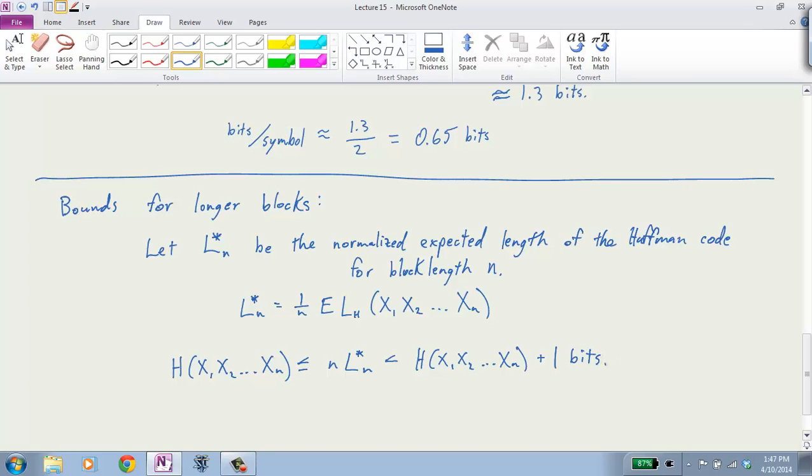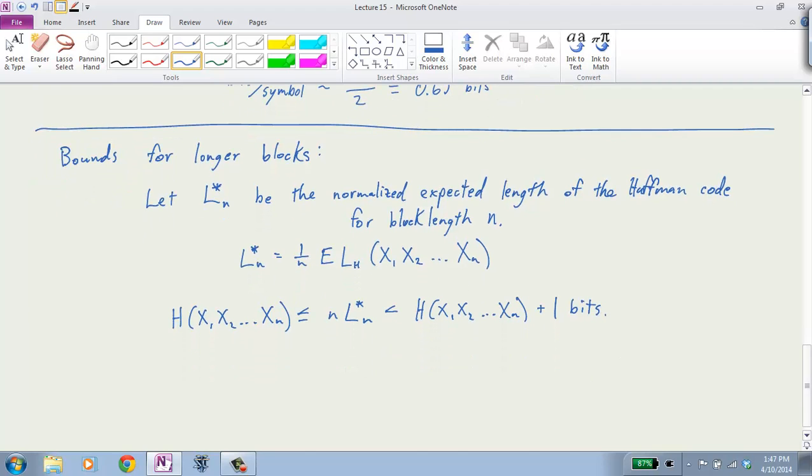Now, we talked about what happens to entropy if the random variables in the set are independent of each other. The entropy just adds. So this here we're assuming. So this will be n times the entropy of just one of them. Now this is assuming the xi's are independent and identically distributed.